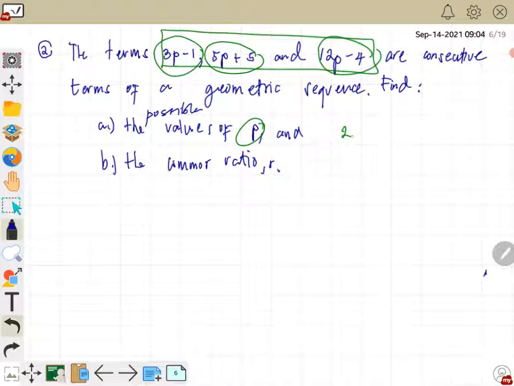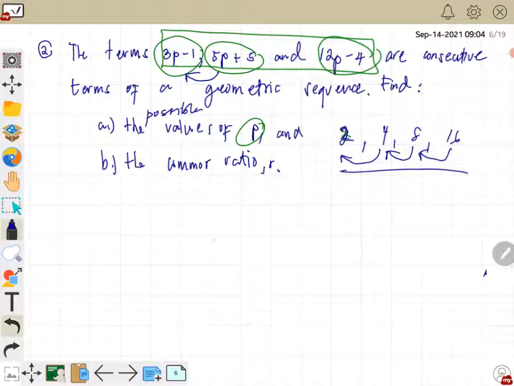Notice that the basic property of a geometric sequence is like this. Let us say 2, 4, 8, 16. If you divide 4 by 2, it's the same as dividing 8 by 4, and the same as dividing 16 by 8, as long as they are consecutive terms of a geometric sequence. So the same thing, if we divide this by this one.